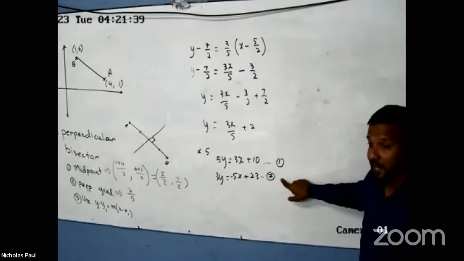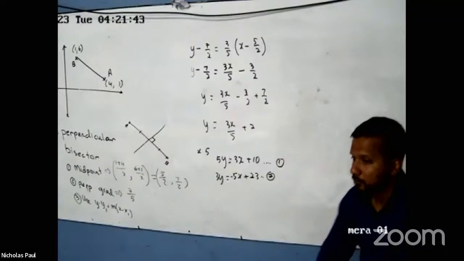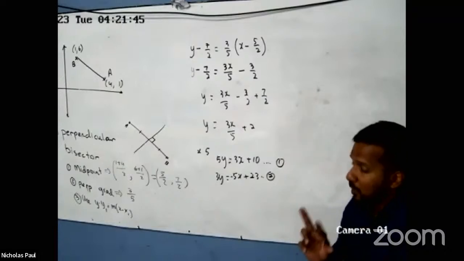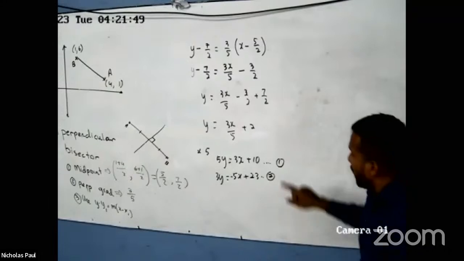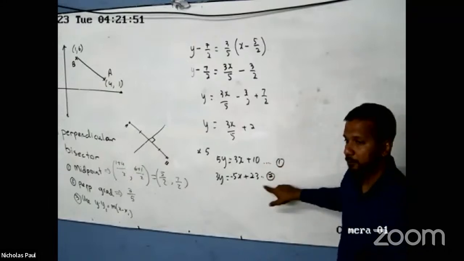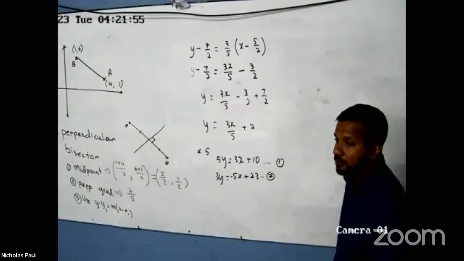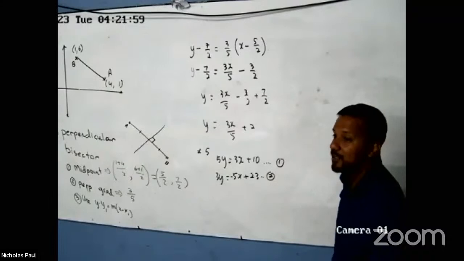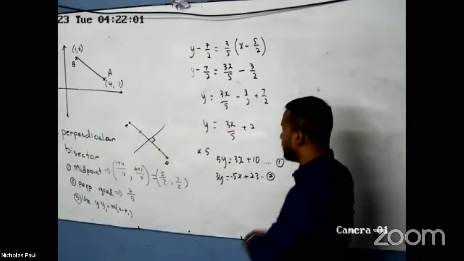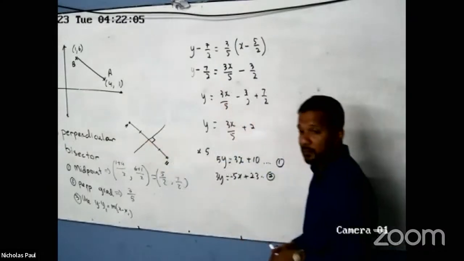If you solve this equation and 3y is negative 5x plus 22 simultaneously, what are you supposed to get? There's the first line that we did, and there's the perpendicular bisector. Remember, whenever you solve two lines simultaneously, you find where they meet. So where are these two lines supposed to meet? At the midpoint. These two lines are supposed to meet at the midpoint.